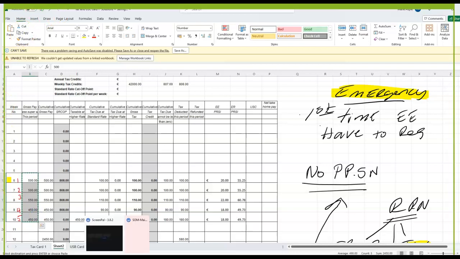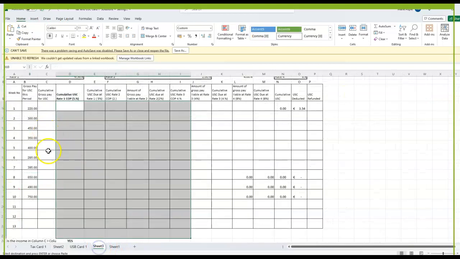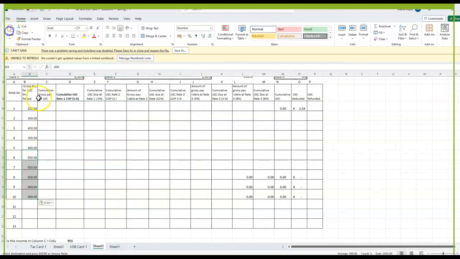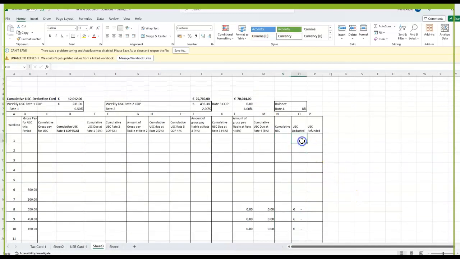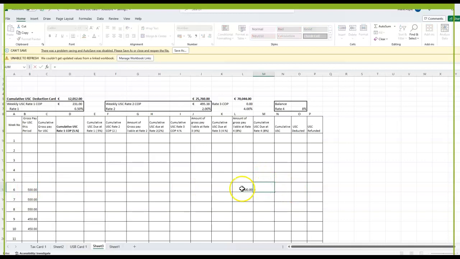Copy, and we're starting on week 6. So 500 at the 8% rate is what we're looking at. So there's no cut-off points, which means everything is at the highest rate, which is 8%. So the amount of gross pay liable for rate 4 is 500, and then we're going to multiply that by 8%. That's the amount deducted. There's no cumulative, so equal to €40.